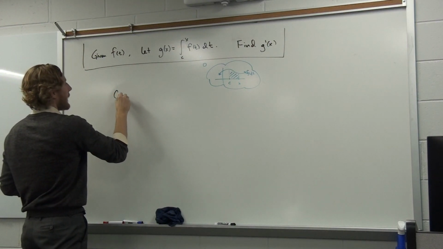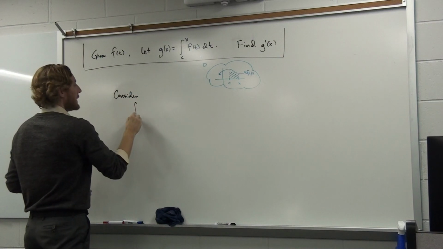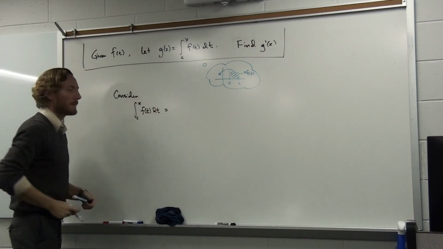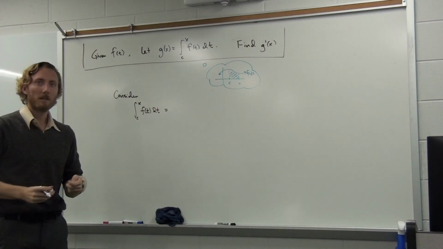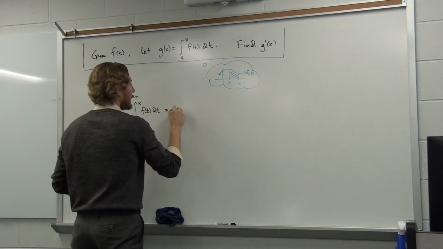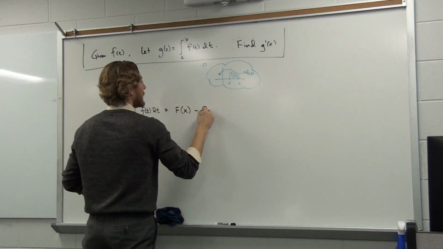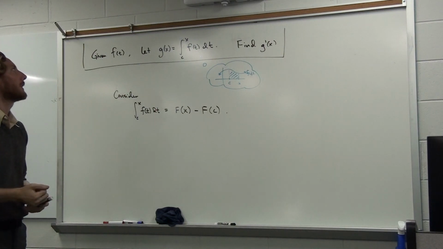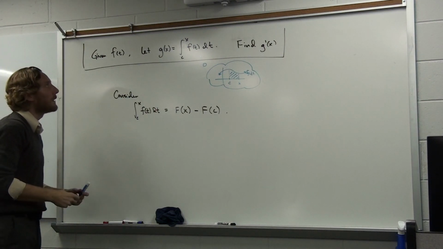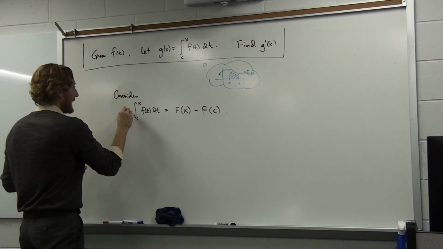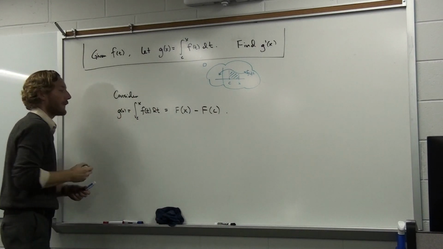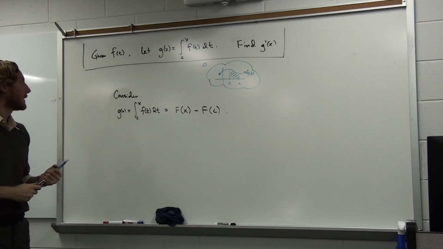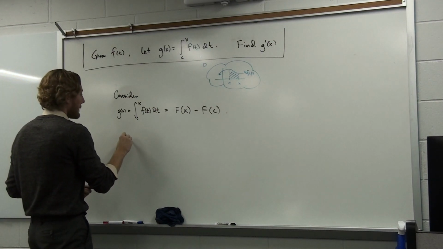So let's consider the integral from c to x of f of t dt. What is this? Well, this is capital F of x minus capital F of c. This is how you compute the area under the curve, right? Okay, well now, this is precisely our function g. But we're not interested in g, are we? No, we're interested in g prime.